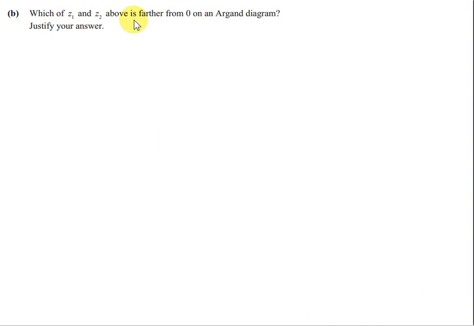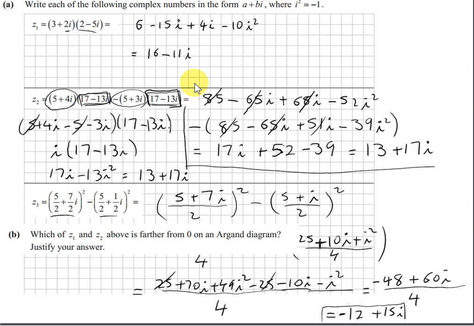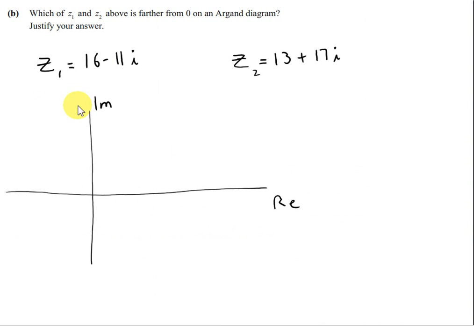Which of Z1 and Z2 above is further from 0? Well, 0 here means the origin on an Argand diagram. So here is Z1 and here is Z2. So let's look at a rough plot of Z1. So the real part is plus 16, so we go plus 16 on the real axis and minus 11 on the imaginary axis. So Z1 is approximately here.